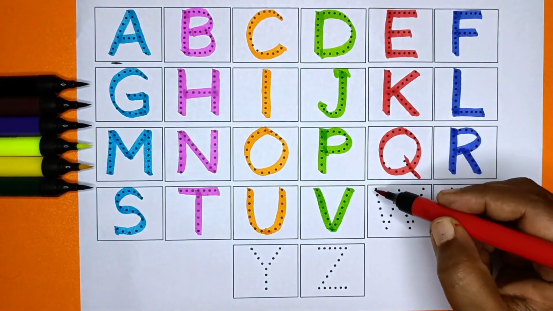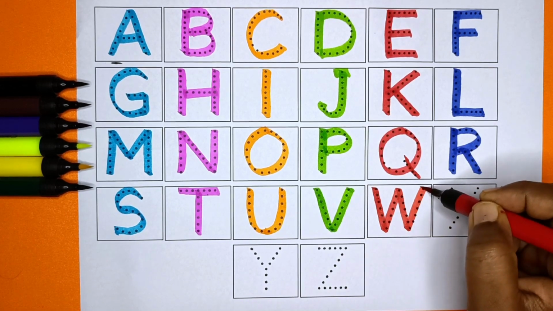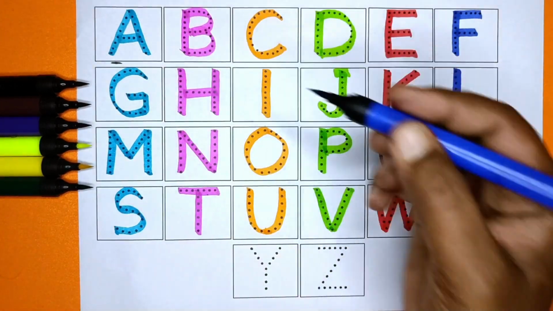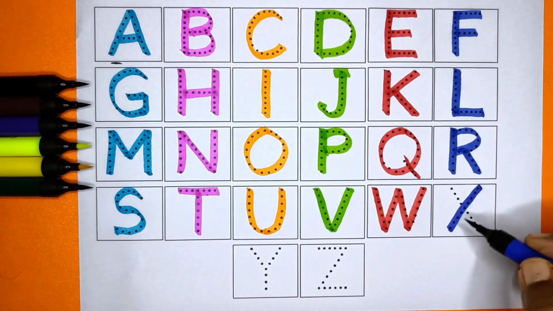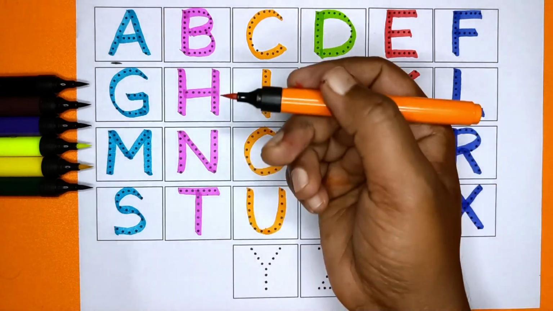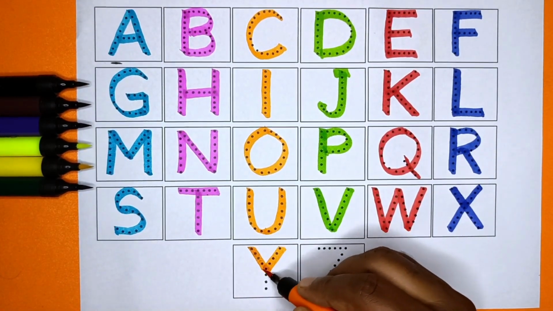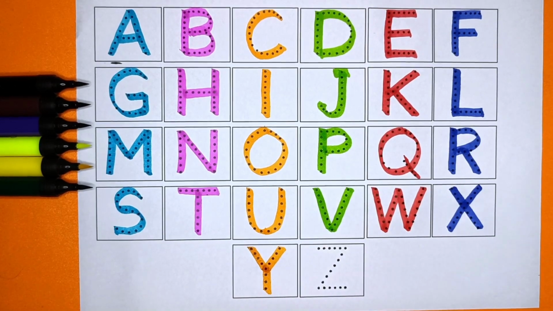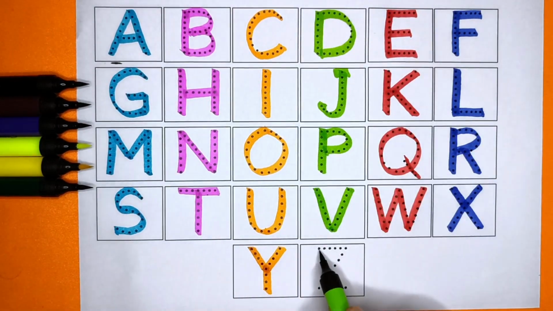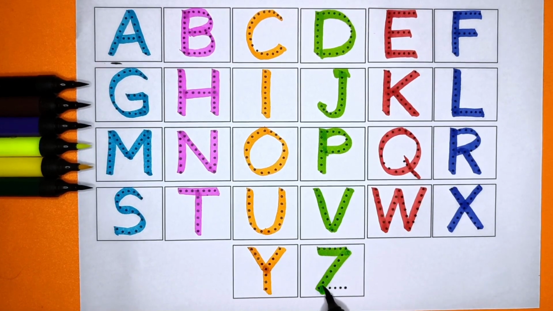Red color. W for watch. Blue color. X for Xmas tree. Orange color. Y for yak. Green color. Z for zebra.